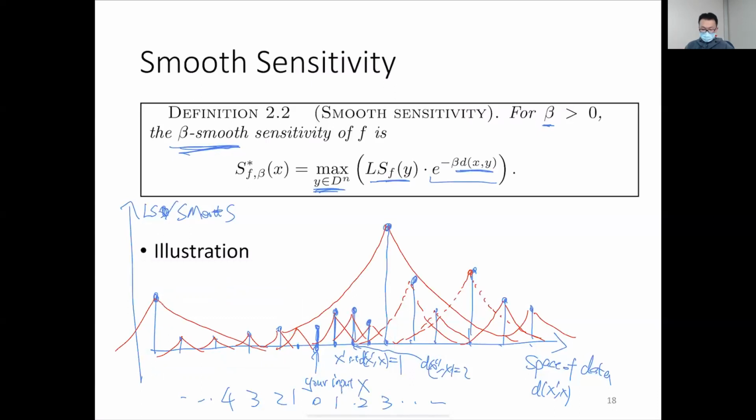At the end of the day, the final smooth sensitivity that you get will be the point-wise upper bound of all of these. For instance, what is the smooth sensitivity of this point? It's exactly here. What is the smooth sensitivity of this point? It is here. What is the smooth sensitivity of this data set? Is here. And here. So you basically take anything that's given on this envelope. So that's the smooth sensitivity that you get.